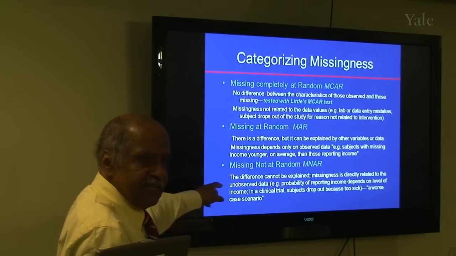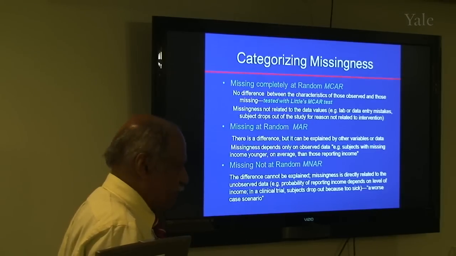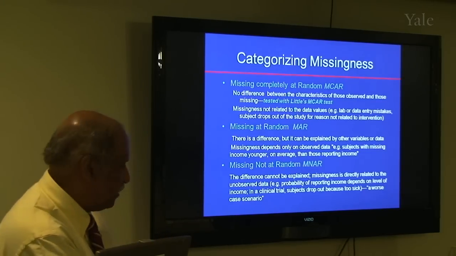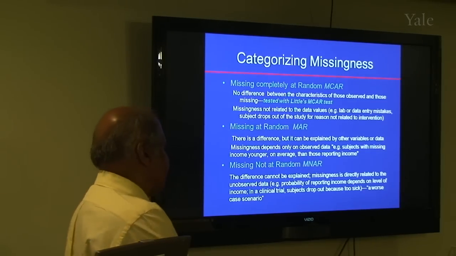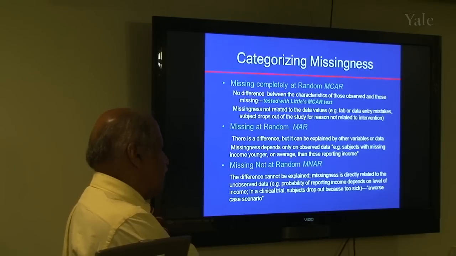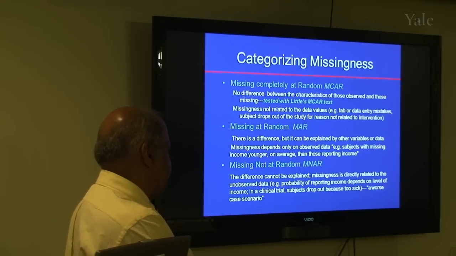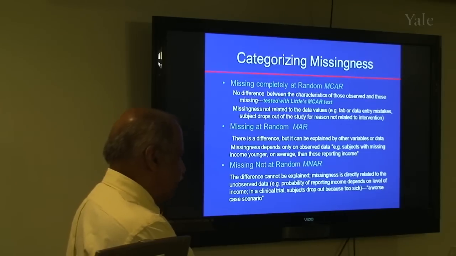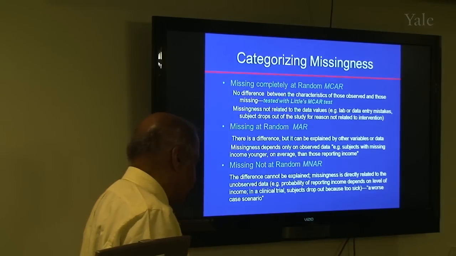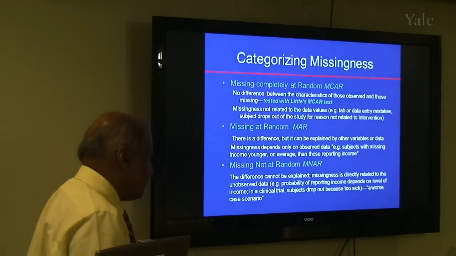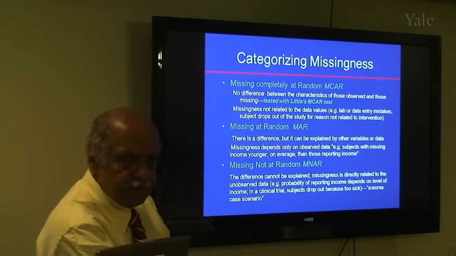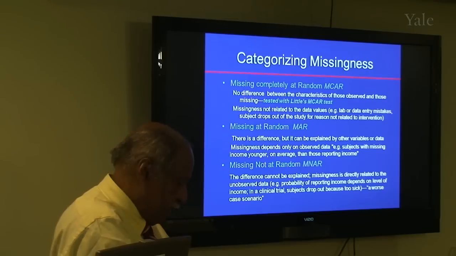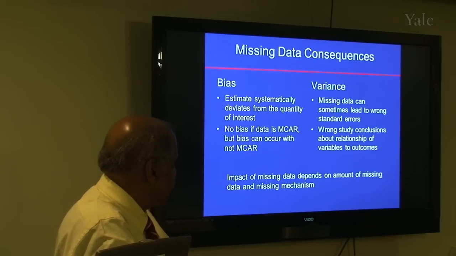This is the disaster, missing not at random. And most of the literature calls it non-ignorable, understandably. And the difference cannot be explained. Missingness is directly related to the unobserved data. And the probability of reporting income, for example, depends on the level of income. In a clinical trial, the subjects drop out because they're too sick to come in for follow-up, and other problems.